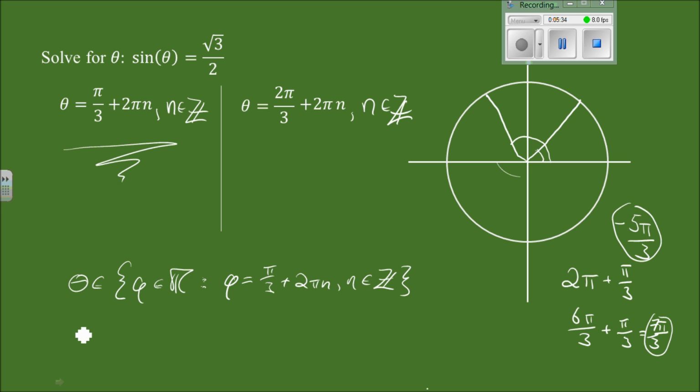And the other possibility is theta. Now this phi is just a placeholder, so it doesn't matter what variable we use there, but I use phi just to mix things up a bit. And now it's 2 pi by 3 plus some integer number of full turns, which we call 2 pi n, where n is an integer, and that includes going forwards or backwards.